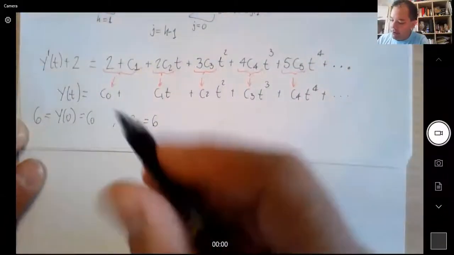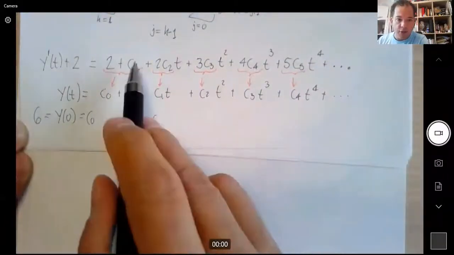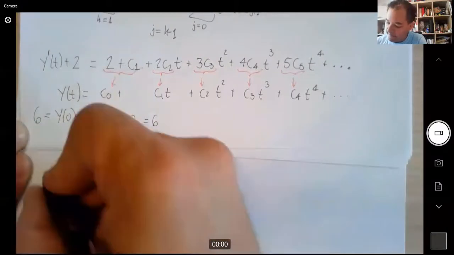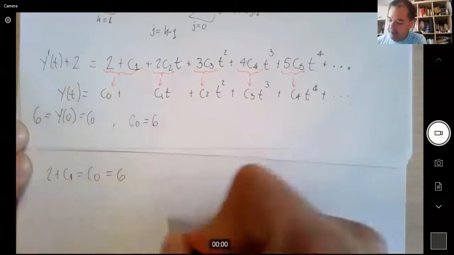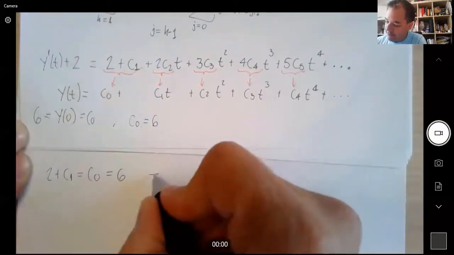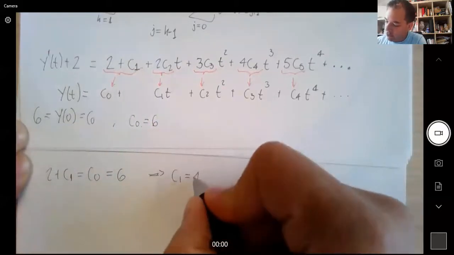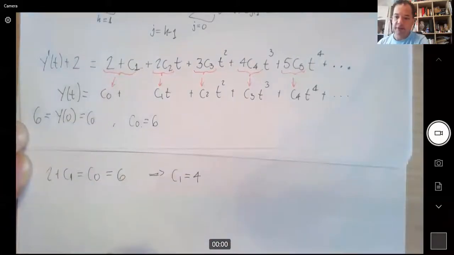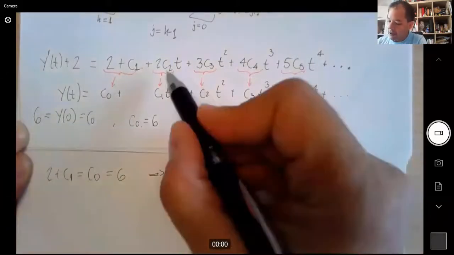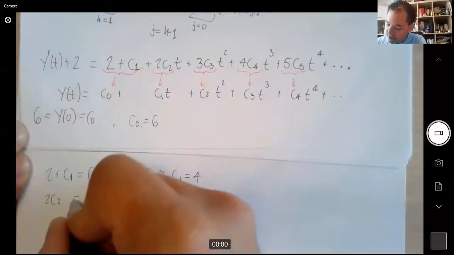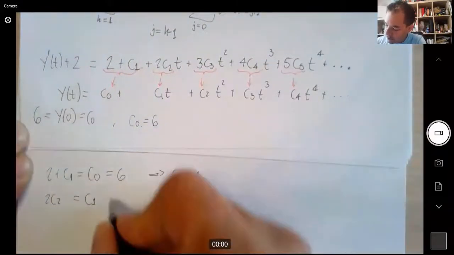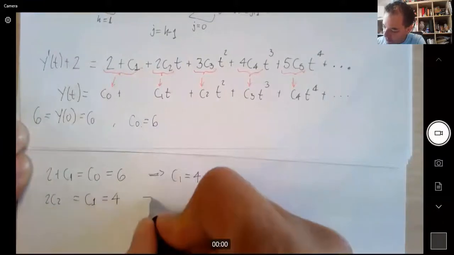we know C0. C0 is 6. And we know 2 plus C1 is C0. But this one is 6. So then I know C1, right? C1 is 4. Yes? Now the next. Now I go to the next one over here. I know that 2C2 is C1. But C1 is 4. So then what is C2?